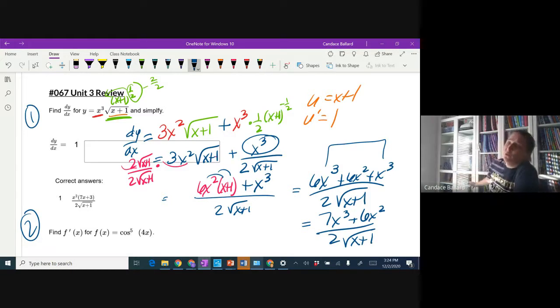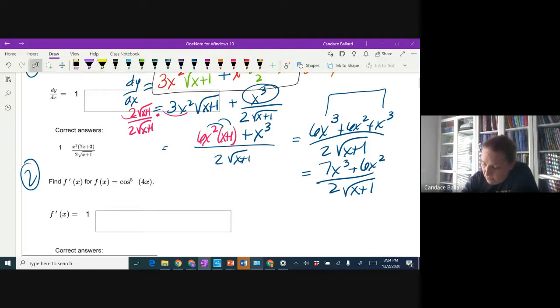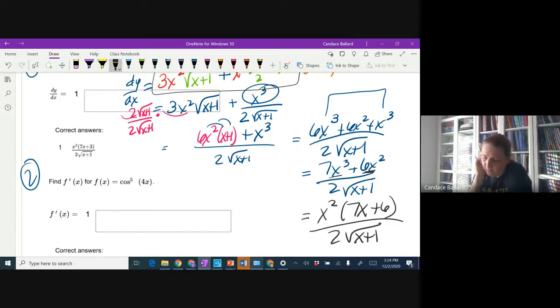And again, this is one of those lines. If I left it open-ended, I would personally have you stop in this line right here. If it's open-ended, we don't go further so we don't make a mistake. If it was multiple choice, we simplify it. We have to simplify until we get the answer. And I've seen the answer there, so I know they wanted us to simplify more just because they were mimicking a multiple choice on this question. So I see an x squared in both of these, so I'm going to pull that out. So x squared, I'm left with 7x plus 6 over 2 square root of x plus 1.